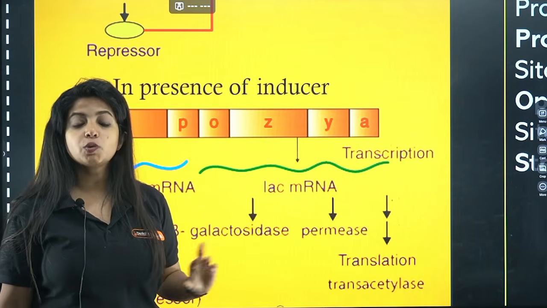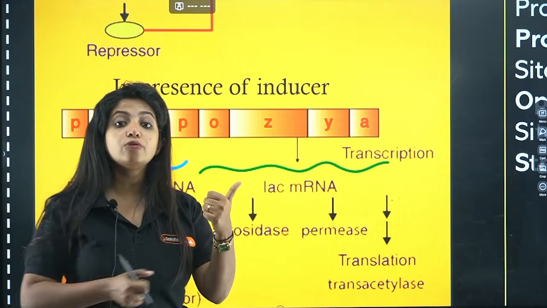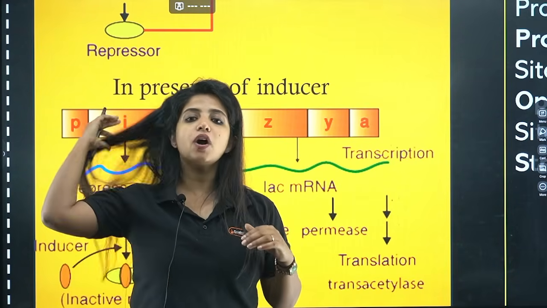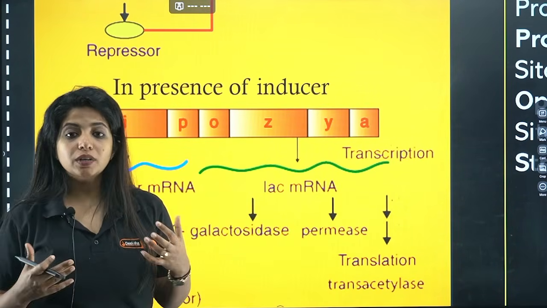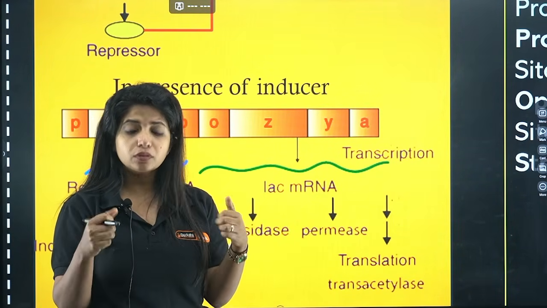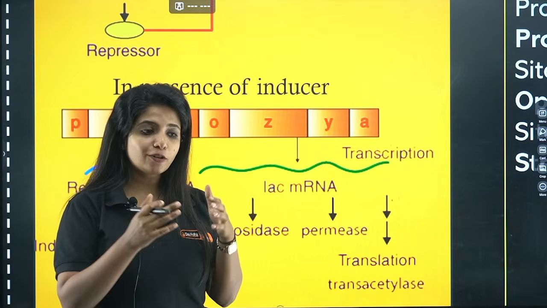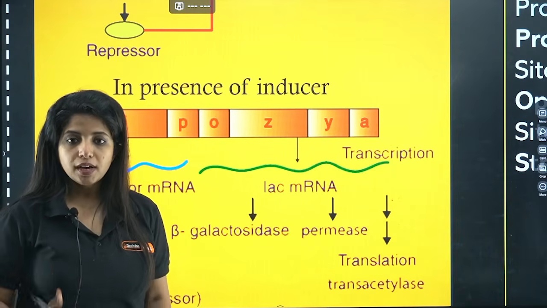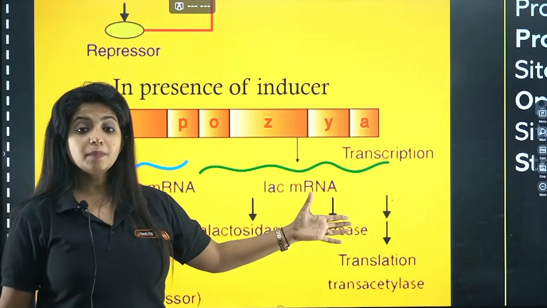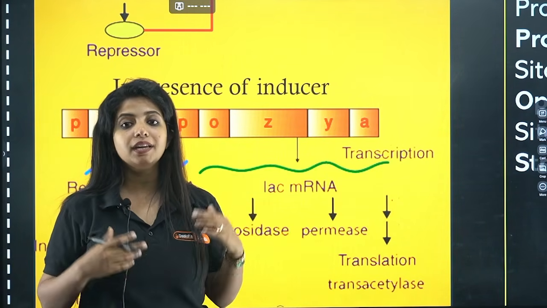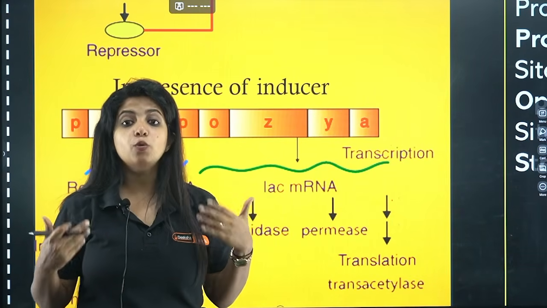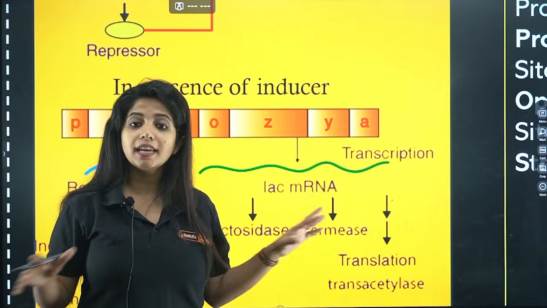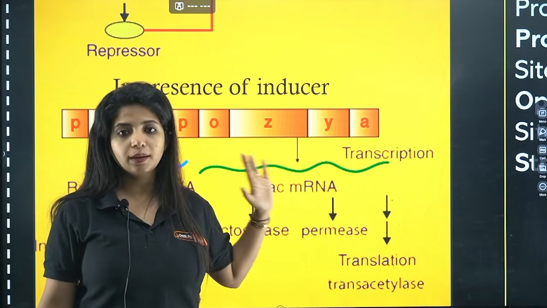Beta-galactosidase is an enzyme that breaks down lactose to glucose and galactose. Suppose E. coli has it, and E. coli does not have enough energy. So it needs an energy source, and that is lactose. Lactose can be broken down to glucose and galactose, and that glucose can be used as an energy source. So beta-galactosidase does that. Permease makes the membrane more permeable. Trans-acetylase deals with anything toxic that comes up during the entire process.